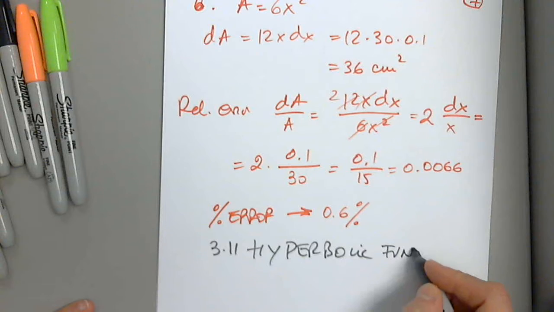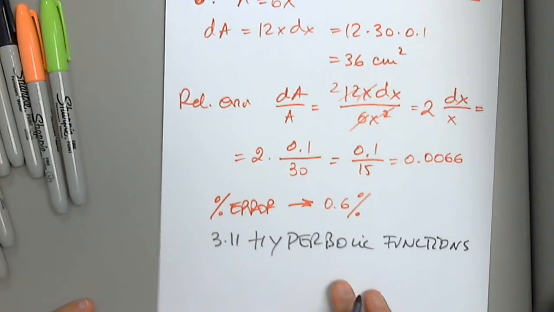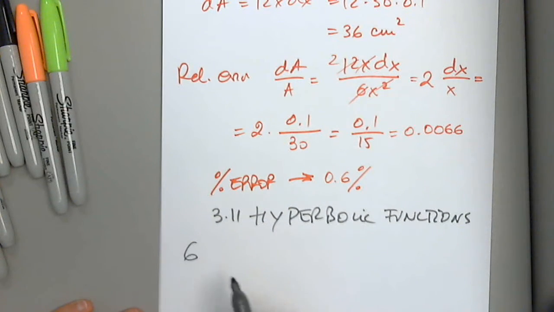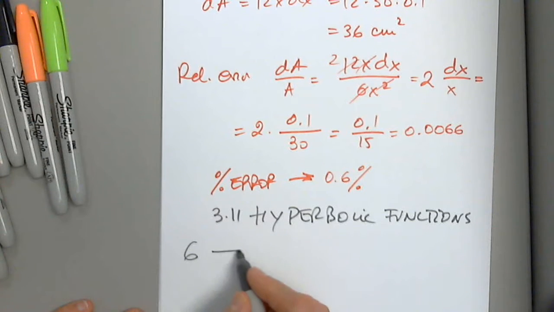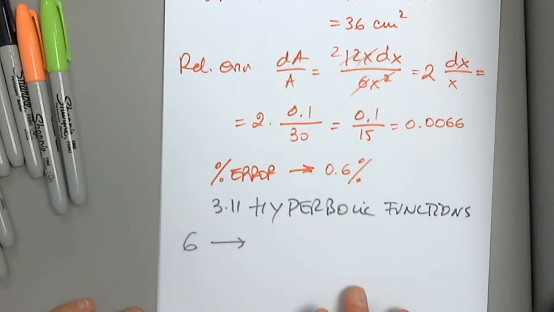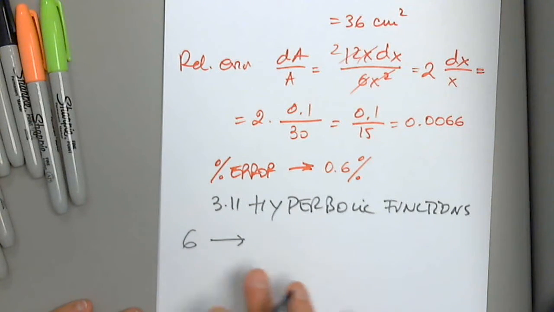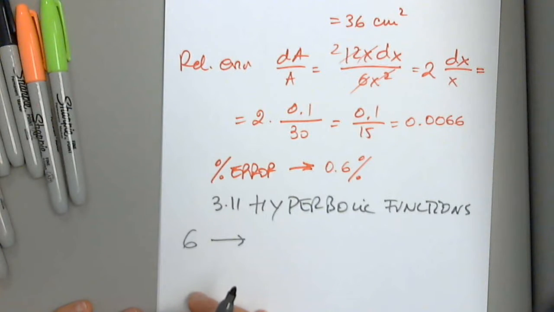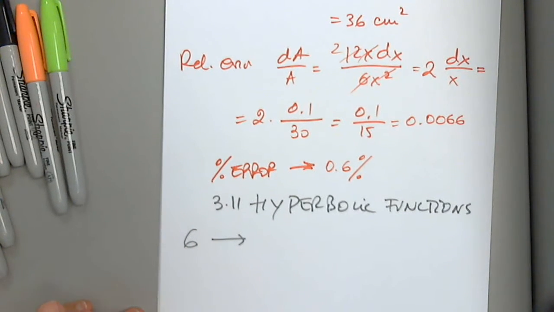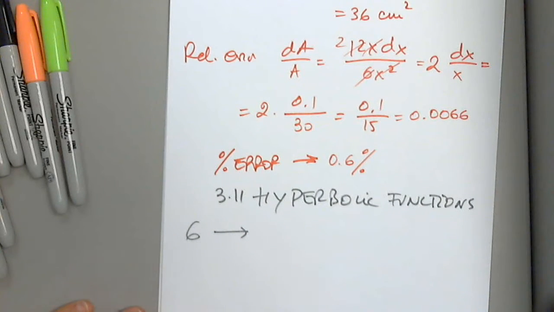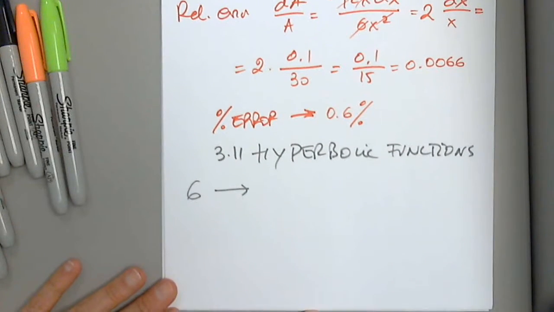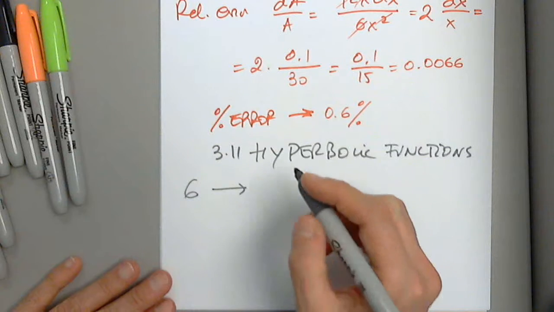Hyperbolic functions. There are 6 hyperbolic functions. I'm only going to ask you to look at 3. They have inverse functions. I'm not going to ask you to look at any. And of course, derivatives of 12 more functions, 6 and 6. I'm only going to ask you for 3. And here they are.